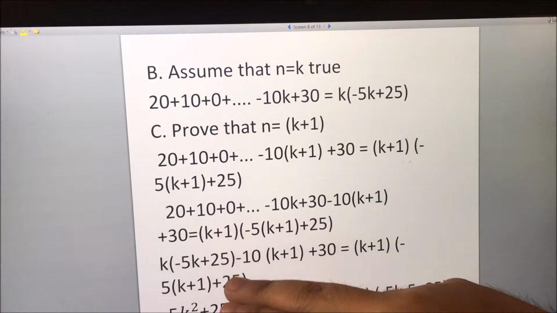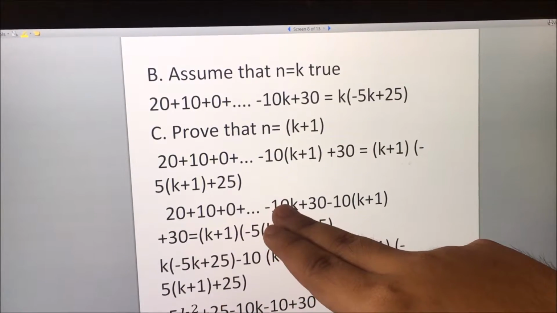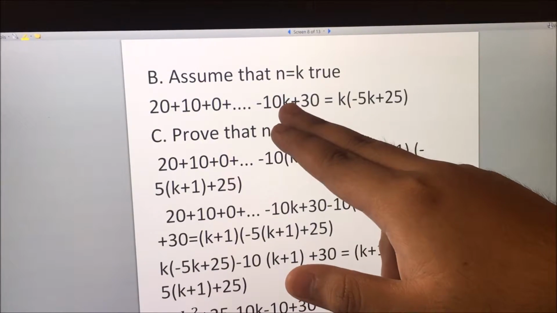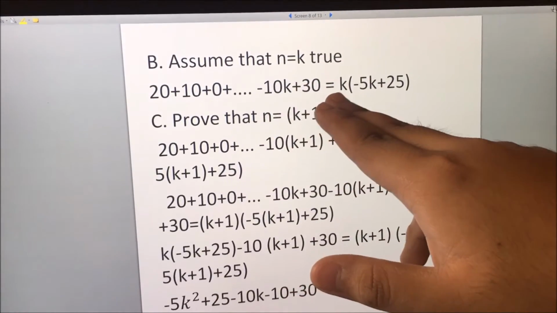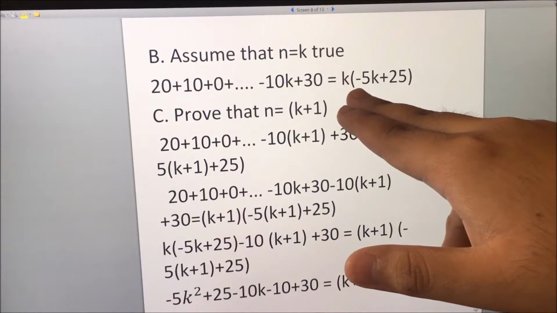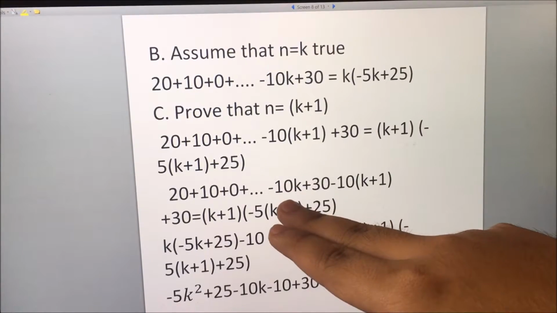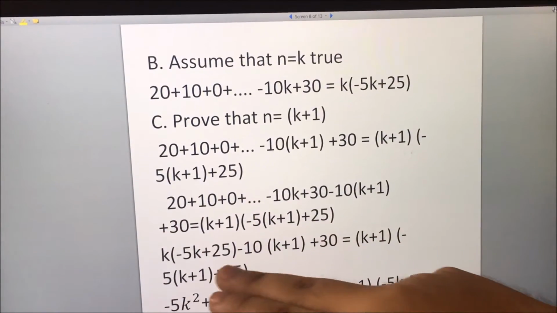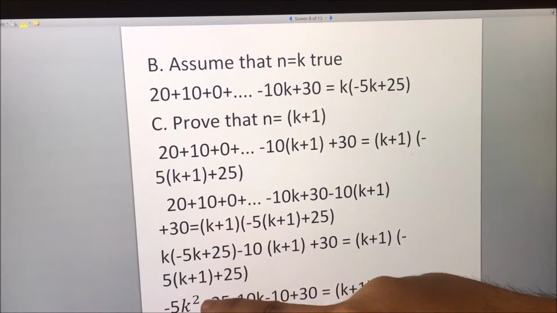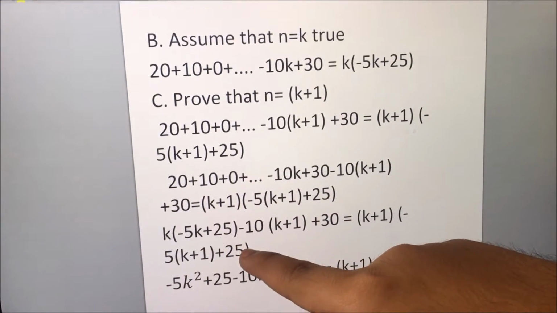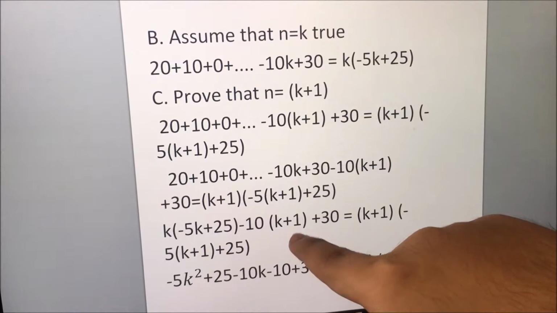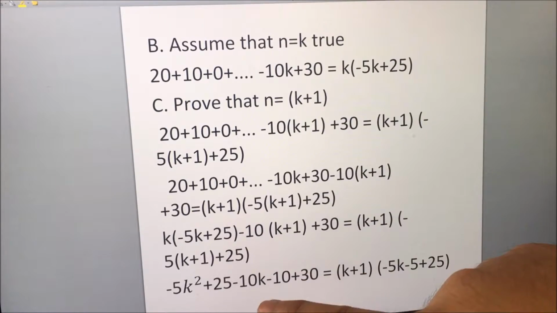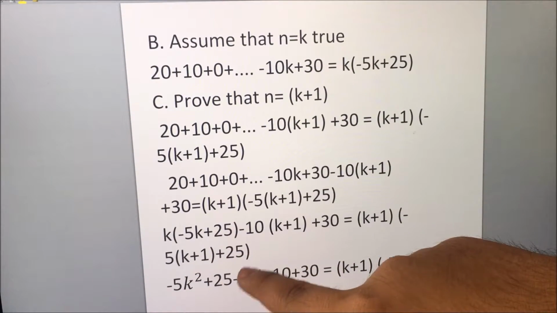And then, since we see this right here, we'll go back to letter B to look at here. Negative 10k plus 30 equals k multiplied by negative 5k plus 25. So that means we can substitute this part for this. k(negative 5k plus 25) minus 10(k plus 1) plus 30 equals (k plus 1) multiplied by negative 5 quantity of k plus 1 plus 25.